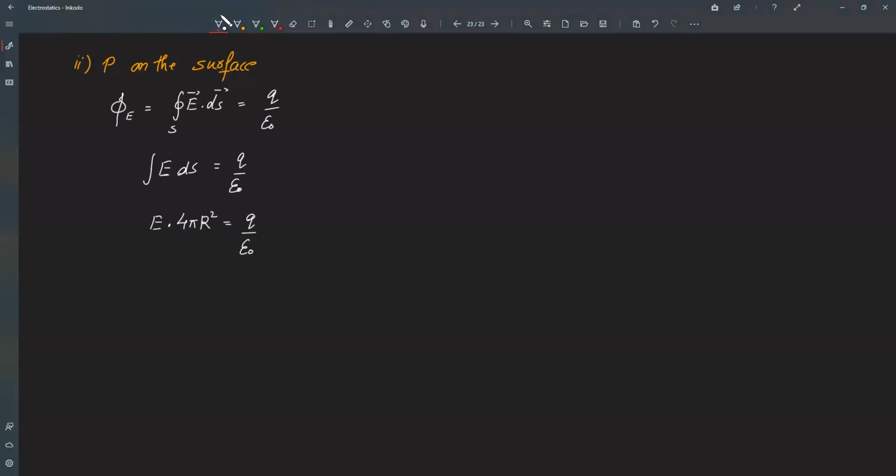And what is Q? You can substitute that as well. We'll do that later. So E is equal to 1 by 4 pi epsilon naught into Q divided by R square. That is 1. And now, as you know, Q is equal to sigma into 4 pi R square. If you substitute that, you will get E is equal to sigma divided by epsilon naught.